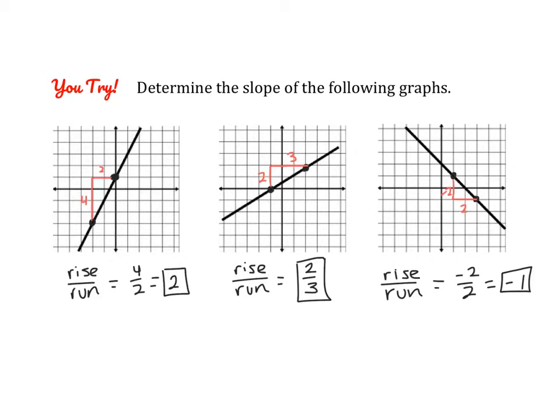Okay, let's check our answers. So for the first graph, I see that my rise is positive 4 and my run is positive 2. So my slope is 4 over 2, which is 2. For the second one, I see my rise is positive 2 and my run is 3. So my slope is 2 over 3. And for the last one, I see that my rise is negative 2 because I'm going down, and my run is positive 2. So I have negative 2 over 2, which is negative 1.